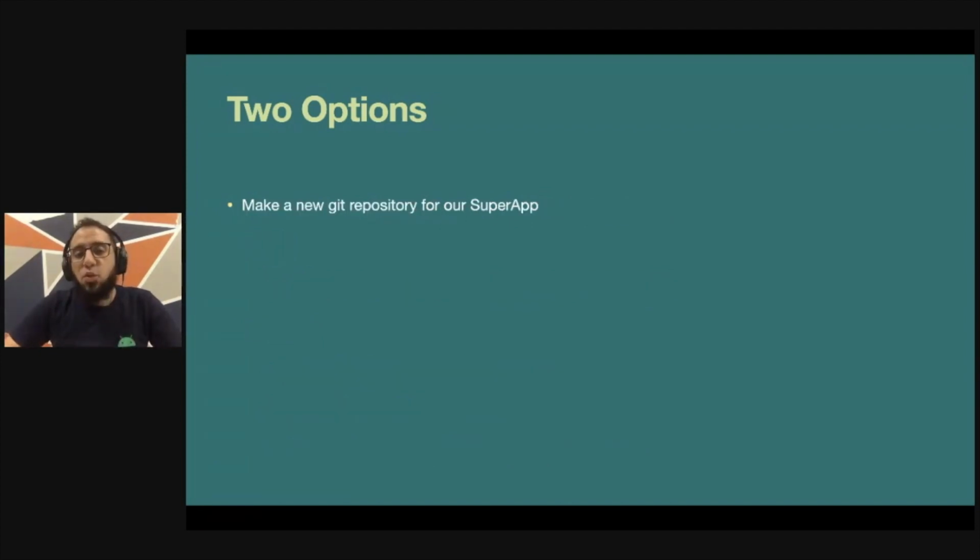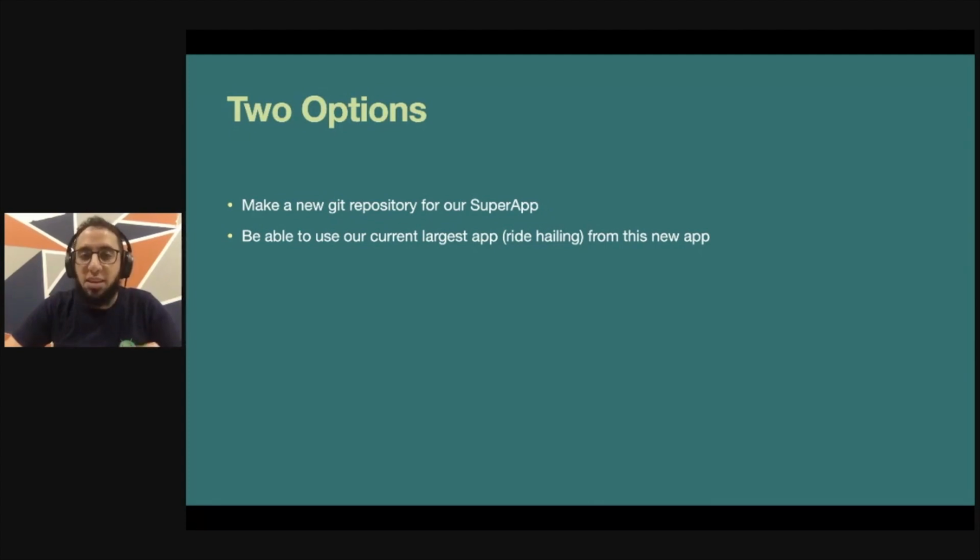So the second option is we create a brand new app. So think about a brand new Git repository. And we change the app ID to be the app ID of our largest app, the ride-hailing app, and figure out a way to be able to use ride-hailing from this brand new repo that has nothing in it at all. And we would repeat this for everything else so that our Git repository for this new app is essentially a shell repository now with mini apps inside it.